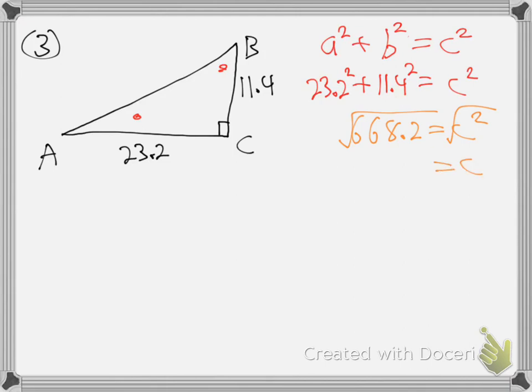So whatever that is, 25.85. So we got the three sides. Now, how do we get the angles?